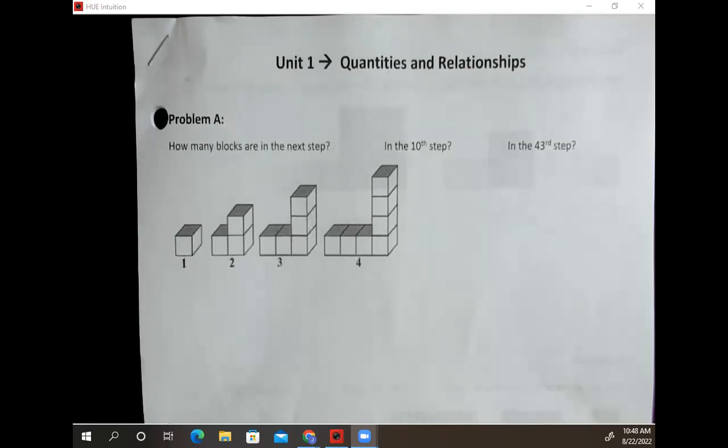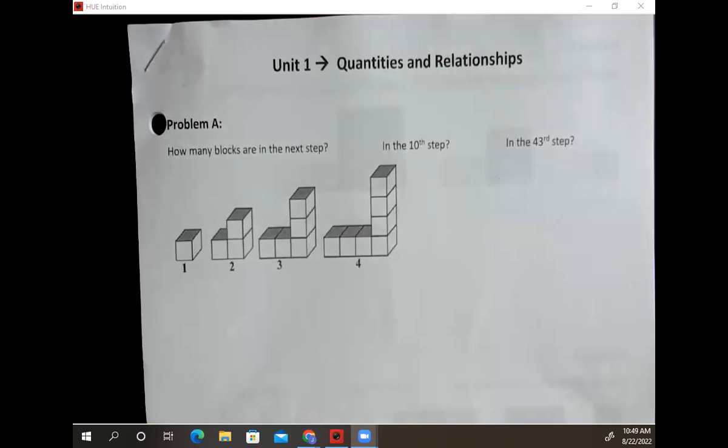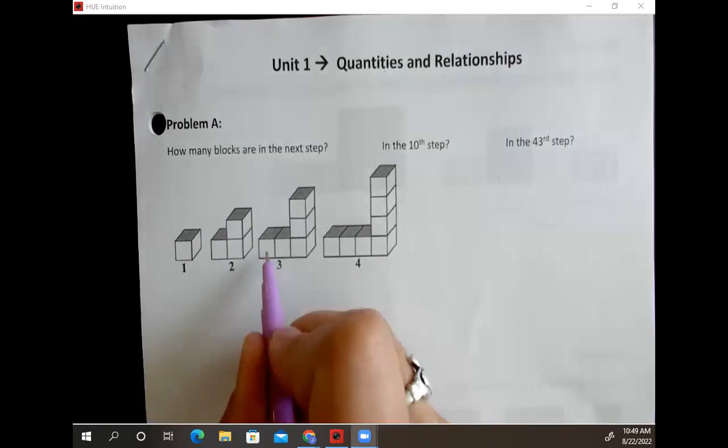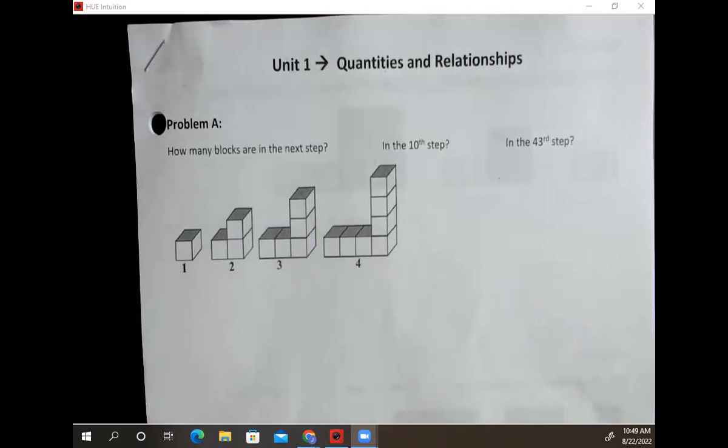So on the very first page of your Unit 1 notes packet, what we're going to look at here are identifying some patterns, some relationships in some different figures that we've got. So here we've got patterns made out of blocks. In my first picture, my first step, I've got one block here. In my second picture, my second step or second term of my pattern, I've got 1, 2, 3 blocks. And then 1, 2, 3, 4, 5 blocks.